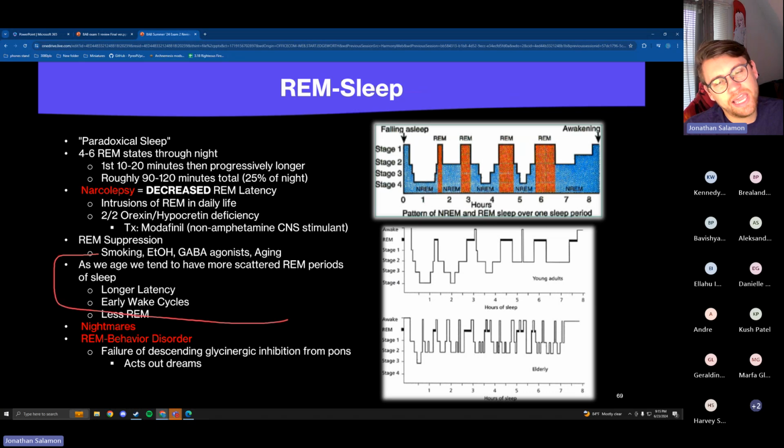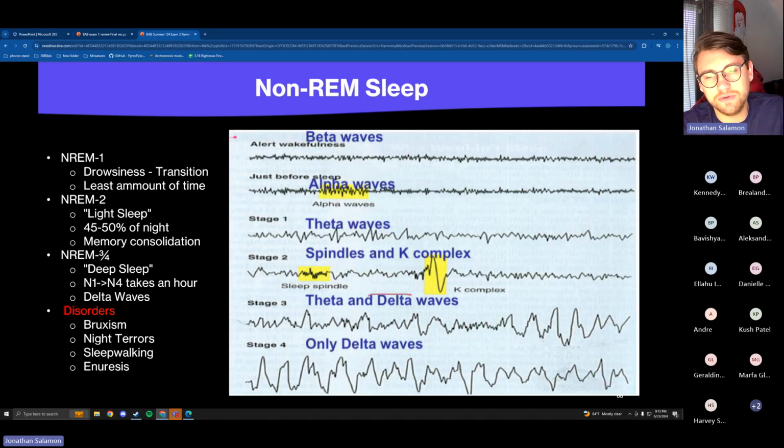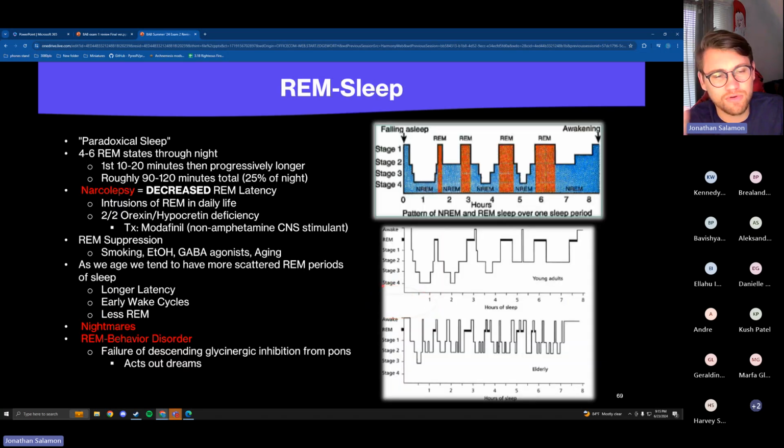Know what happens when we age. And know that, again, nightmares, you remember, they happen during REM sleep. Night terrors, you do not remember, they happen during stage 3. How do you know it's stage 3? Delta waves. Delta waves and stage 3 are really important, knowing that those two go together.